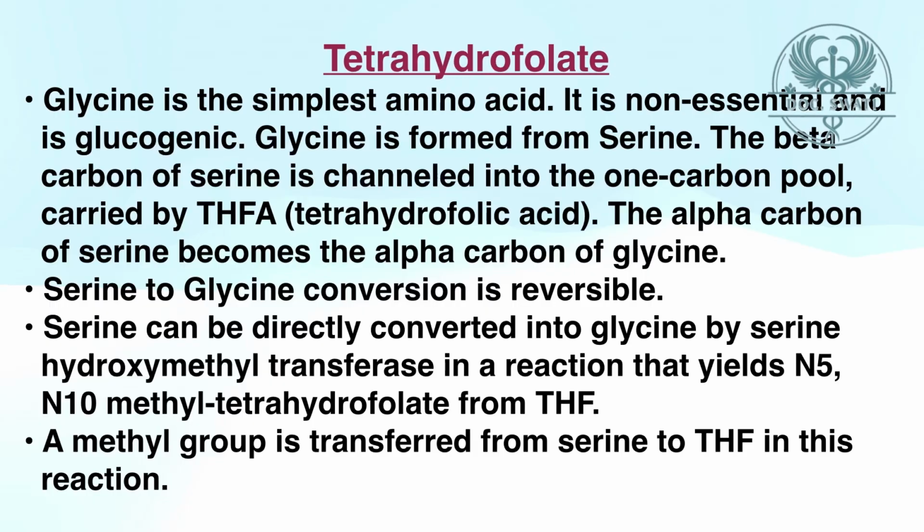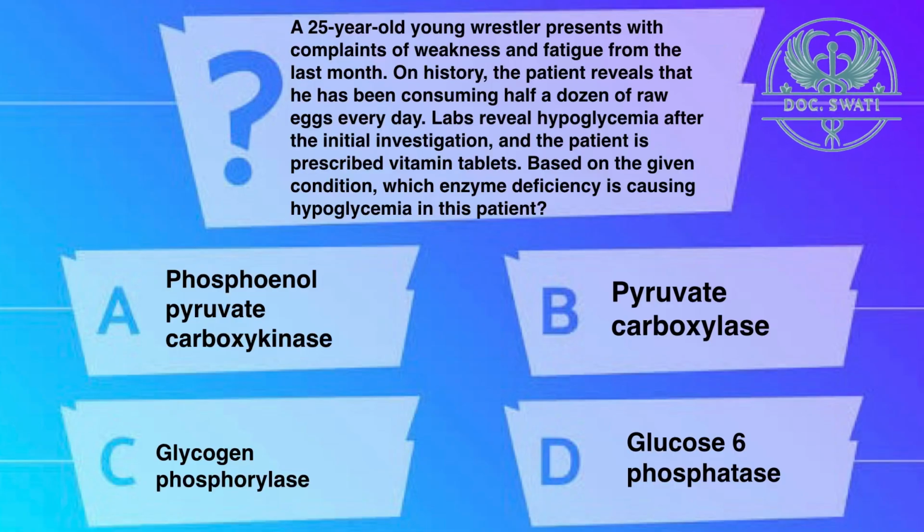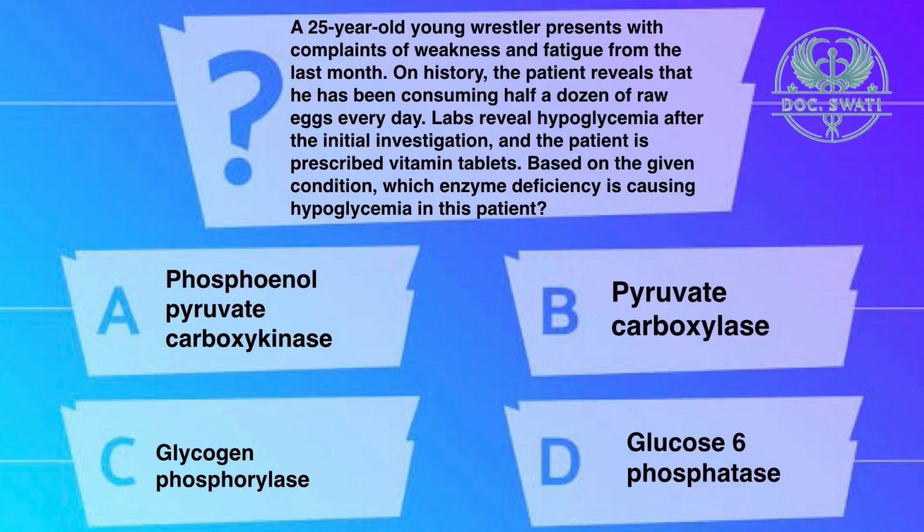Our next question in line is, a 25-year-old young wrestler presents with complaints of weakness and fatigue from the last month. On examination, the patient reveals that he has been consuming half a dozen raw eggs every day. Labs reveal hypoglycemia after the initial investigation, and the patient is prescribed vitamin tablets. Based on the given condition, which enzyme deficiency is causing hypoglycemia in this patient?